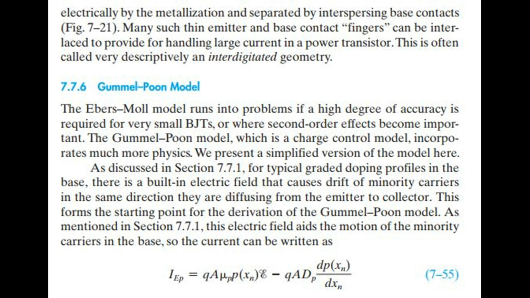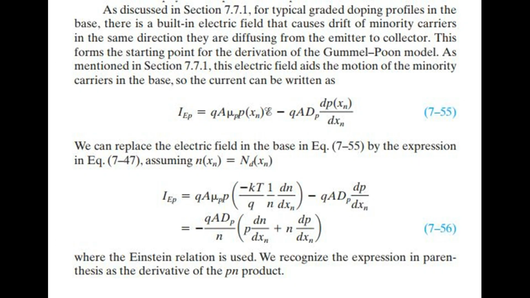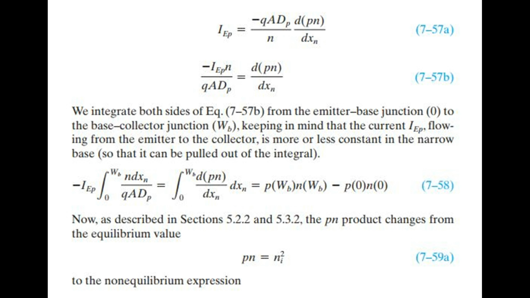We can replace the electric field in the base in EQ 7.55 by the expression in EQ 7.47, assuming n(x_n) equals the donors N_D(x_n). Where the Einstein relation is used, we recognize the expression in parentheses as the derivative of the pn product. We integrate both sides of EQ 7.57b from the emitter-base junction, 0, to the base-collector junction, W_B, keeping in mind that the current I_EP, flowing from the emitter to the collector, is more or less constant in the narrow base, so that it can be pulled out of the integral.